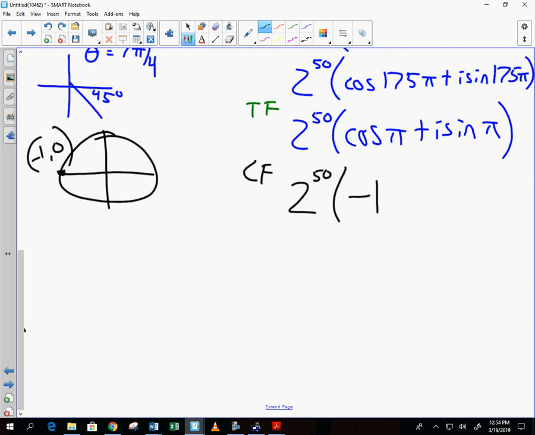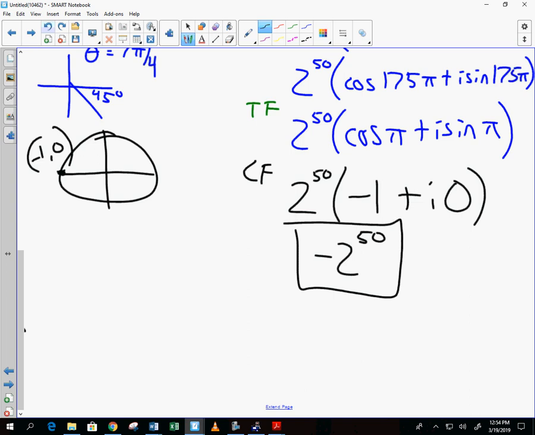All right. Okay, sine of pi. Well, not a theta value, it's 0. So plus i times 0. All right. So let's distribute that 2 to the 50th, and we get -2 to the 50th. And then 2 to the 50th times 0, i will just be 0. If you want complex form, you're going to have to distribute it. Got it?